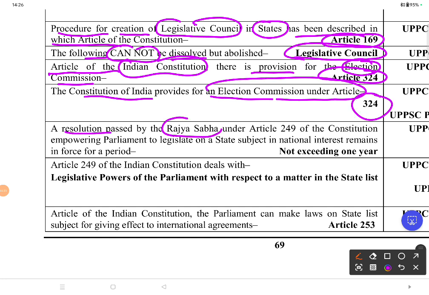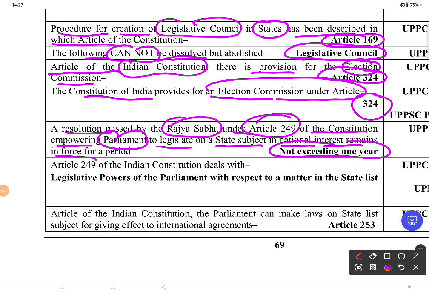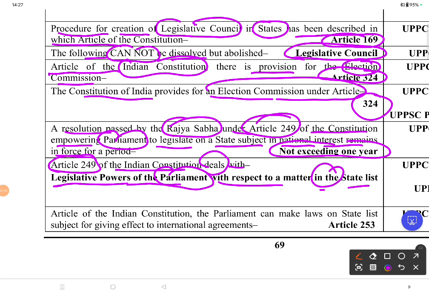A resolution passed by Rajya Sabha under Article 249 of the Constitution empowering Parliament to legislate on a state subject in national interest remains in force for a period not exceeding 1 year. Article 249 of the Indian Constitution deals with legislative powers of the Parliament with respect to a matter in the state list. Under which article of the Indian Constitution can Parliament make laws on state list subjects for giving effect to international agreements? That is Article 253.